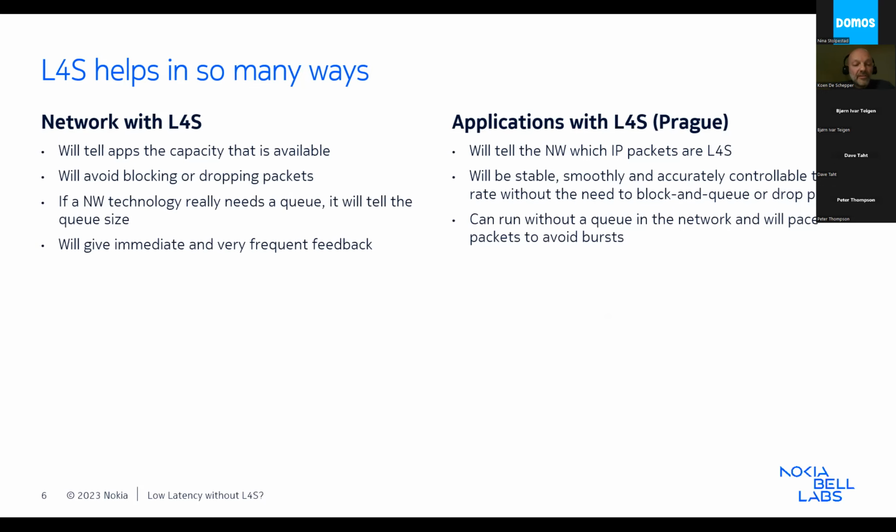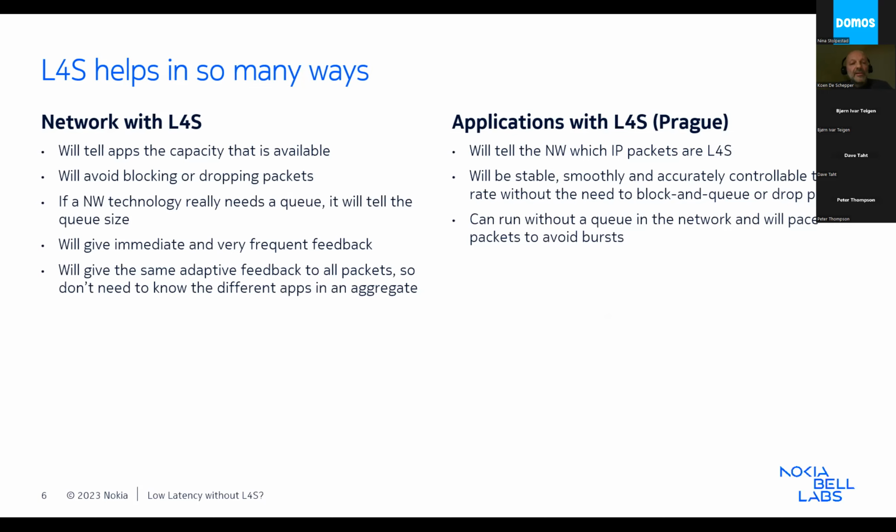With LFRS, the network can give immediate and very frequent feedback. And it will give the same frequent feedback to all packets, especially at the bottleneck, without even needing to know the underlying applications. So all that will make the applications share the throughput evenly with other applications on that limited throughput bottleneck.